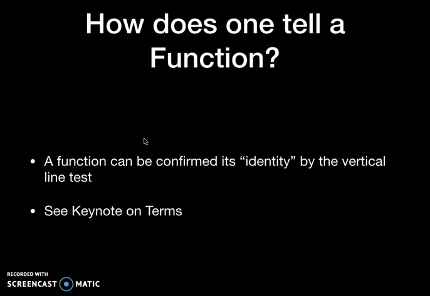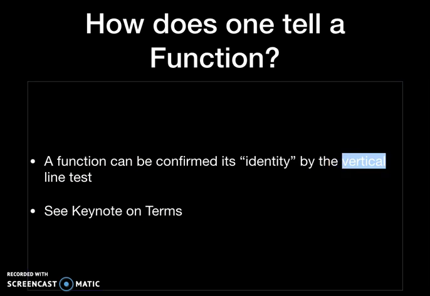So how does one tell a function? A function can be confirmed by its identity by the vertical line test. Remember that the vertical line test is basically using two or more vertical lines drawn through a graphed image. And if the vertical lines pass through more than one coordinate set, then the graphed image is not a function. You can see the rest of these notes on the terms PowerPoint of Unit 1.